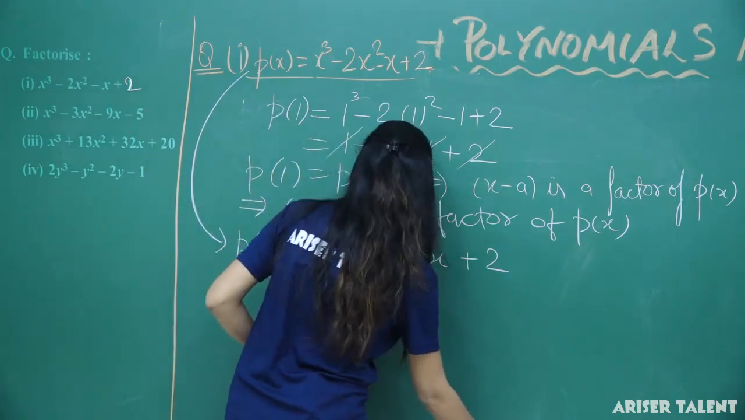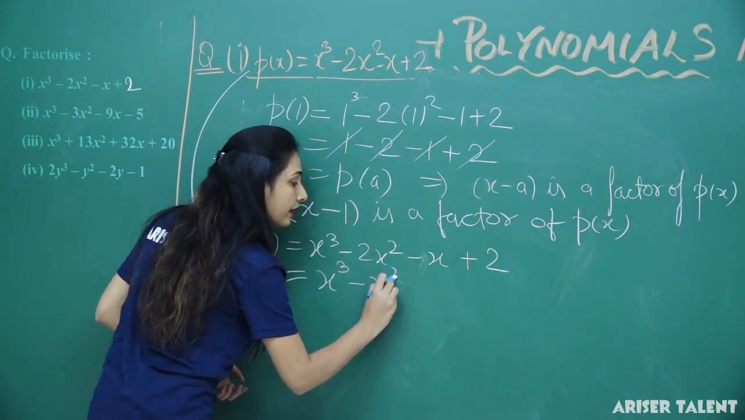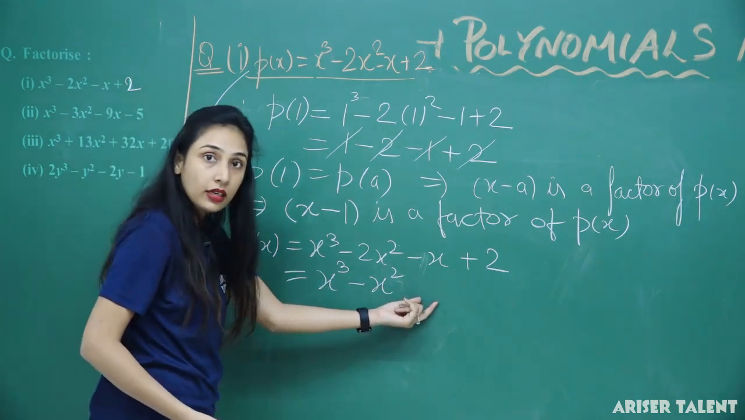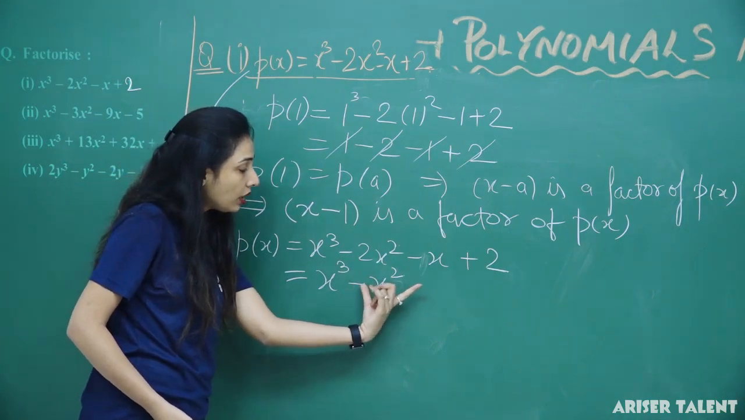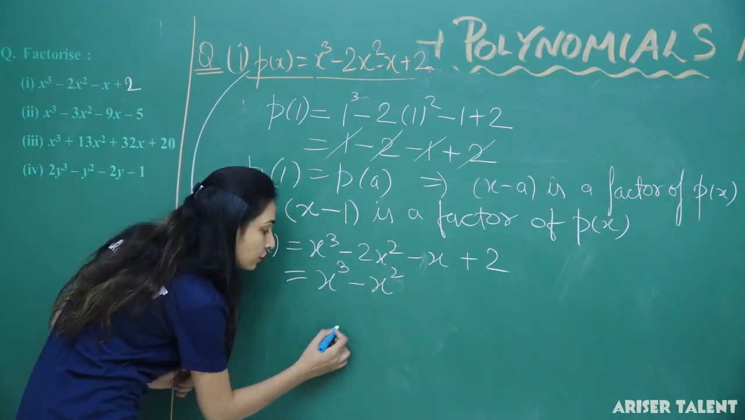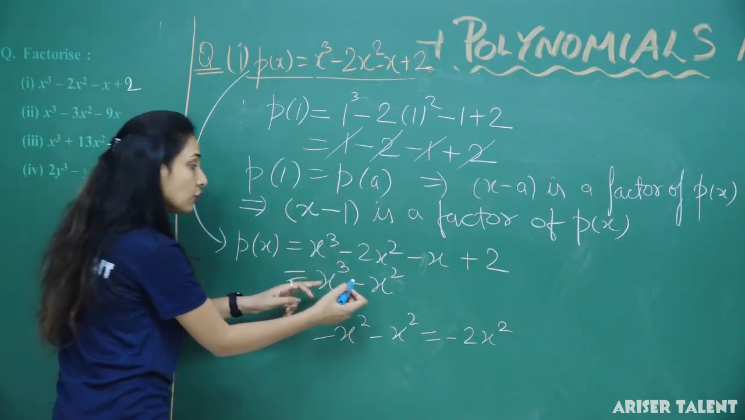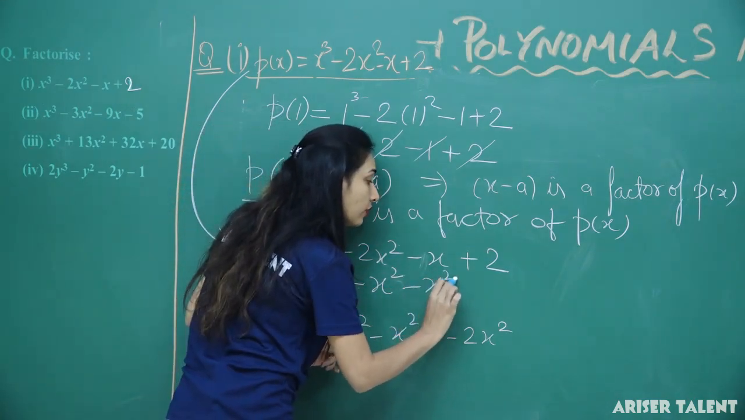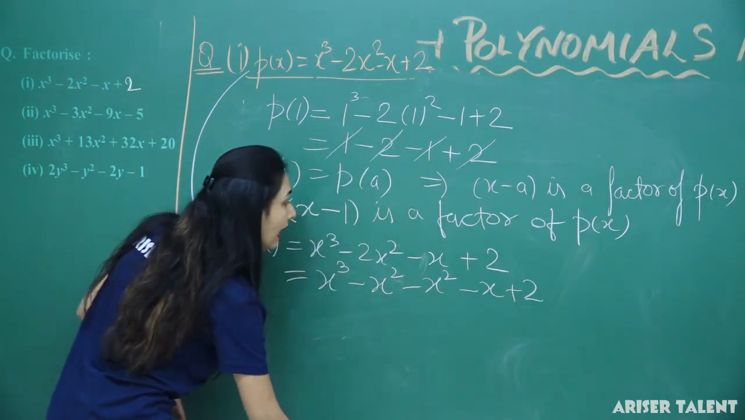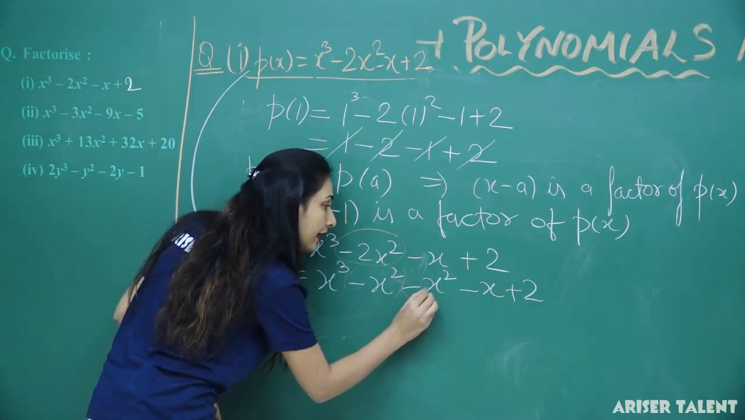So I am rewriting it as x cube minus x square, that will give x minus 1 as common. Now if it is minus x square, what will I write here in order to maintain this minus 2x square? Minus x square, minus x square is minus 2x square. So minus x square I am writing, minus x square also. Then minus x plus 2 as it is. What I have done is just split this minus 2x square into minus x square and minus x square.